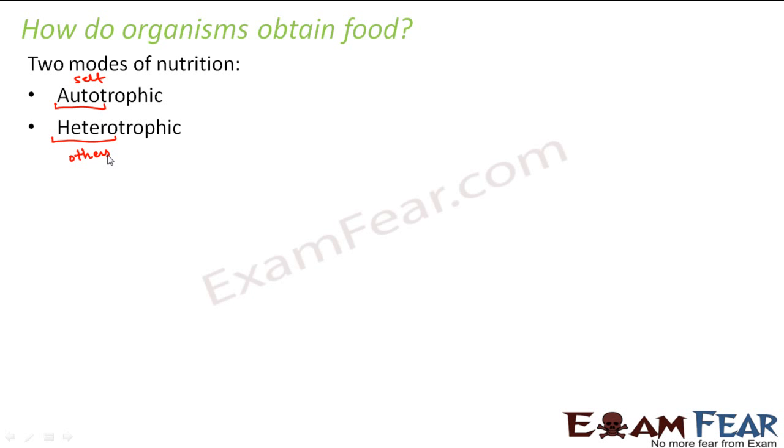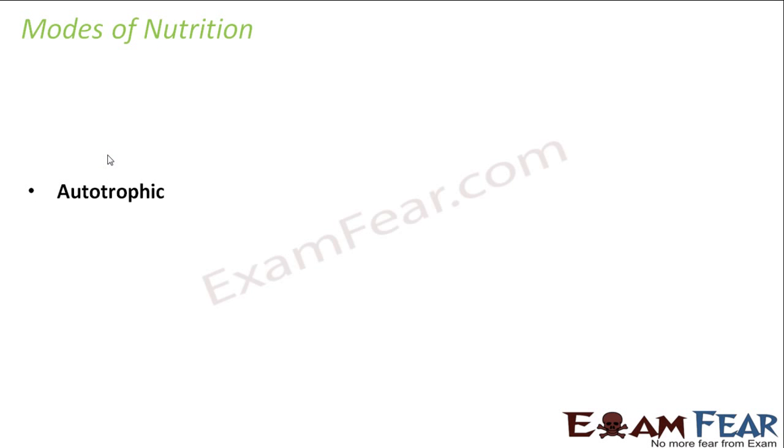So broadly, there are two ways of obtaining food. One is preparing our own food and the other one is obtaining our food from some other organism. Right? So now let us look at the autotrophic and the heterotrophic mode of nutrition one by one. Now the autotrophic nutrition, as I said, these organisms will prepare their own food. Now there are two classifications in this also. What are the organisms which prepare their own food? The best examples are the green plants. How do they prepare their own food? They prepare their own food by the process of photosynthesis.